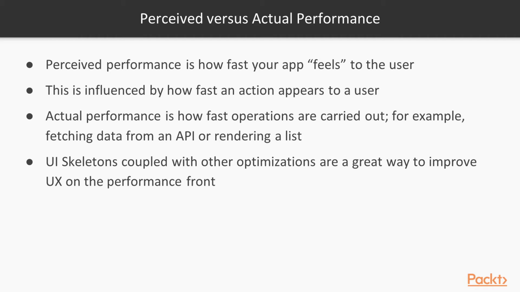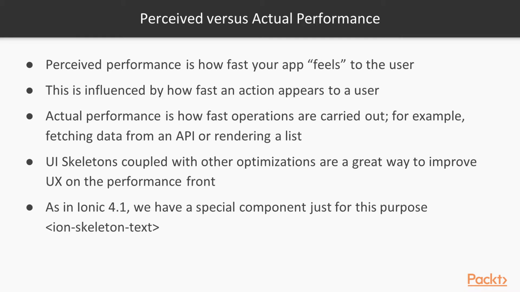Techniques to improve perceived performance, coupled with optimizations for actual performance, is a great way to significantly improve the user experience and take your Ionic 4 apps to the next level. As of version 4.1 of Ionic, we have a special element dedicated to UI skeletons called Ion Skeleton Text. Let's dive into some code and see how we can implement this feature in our apps.